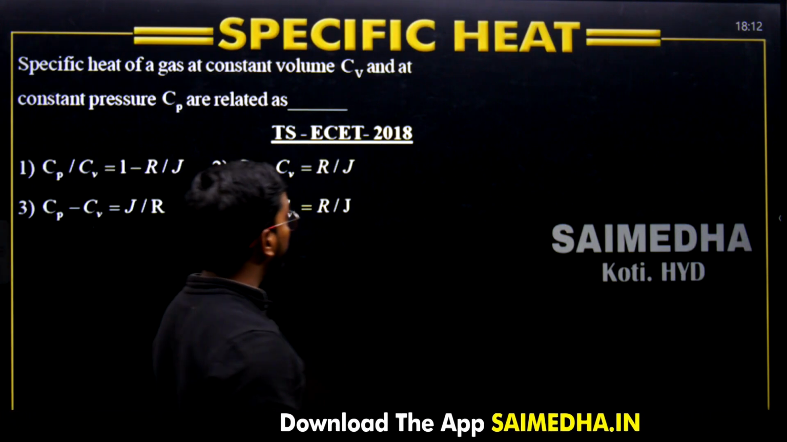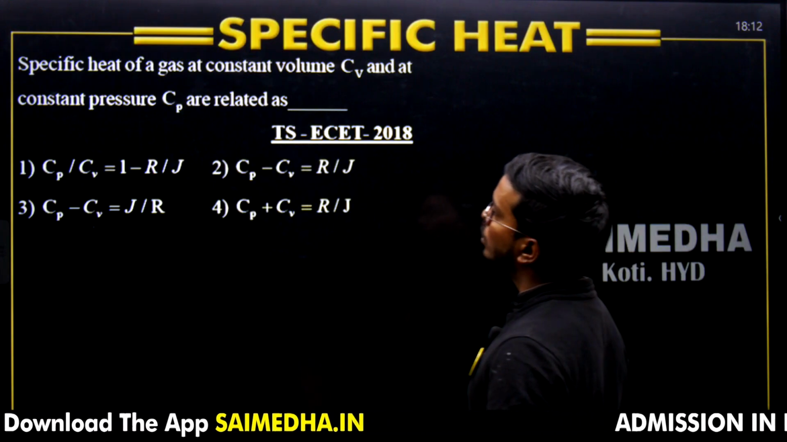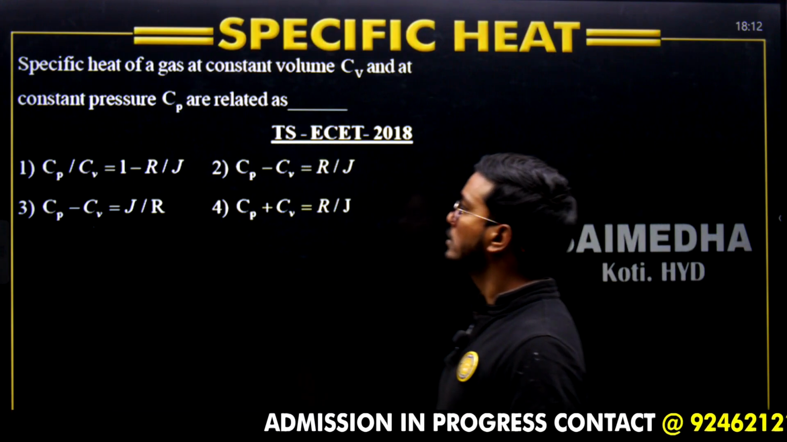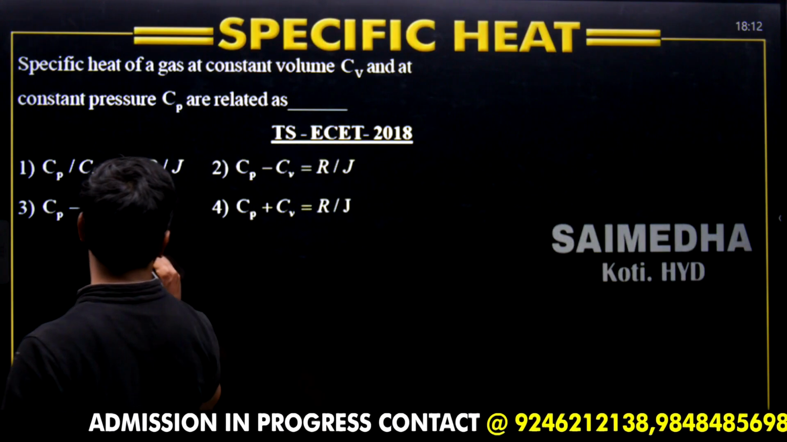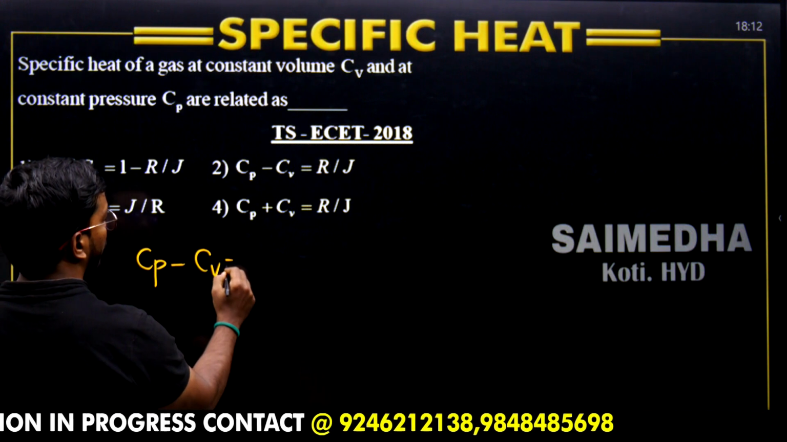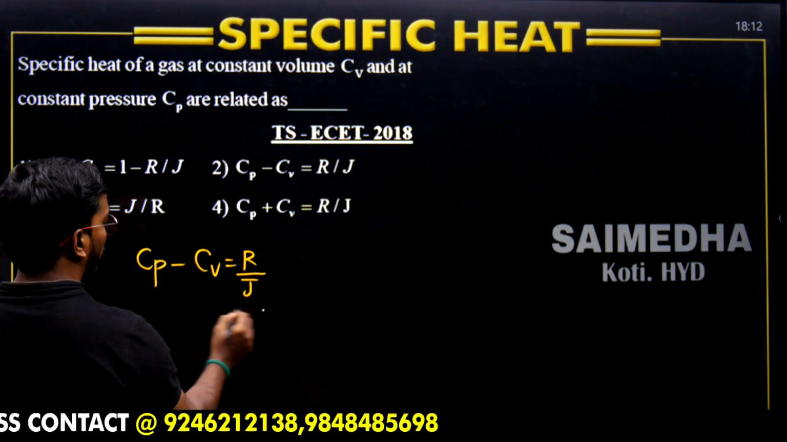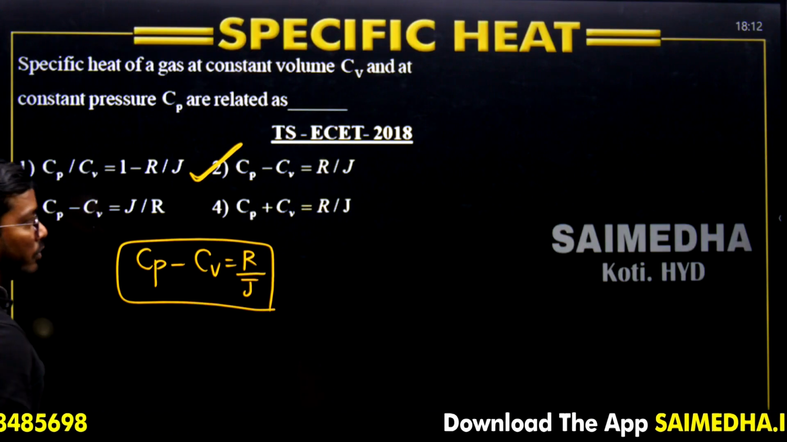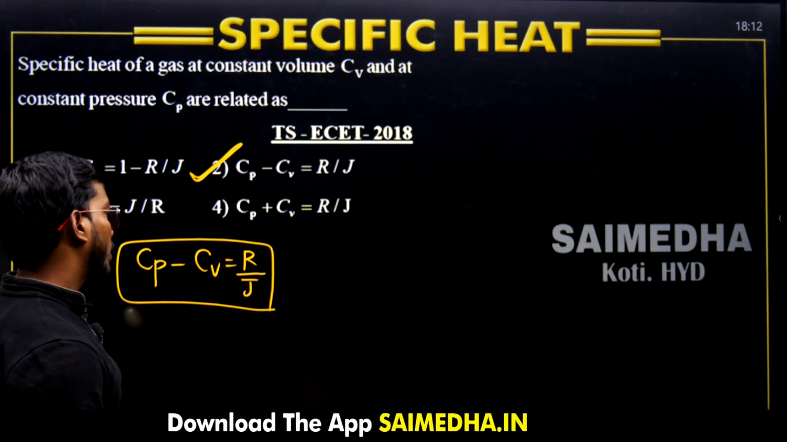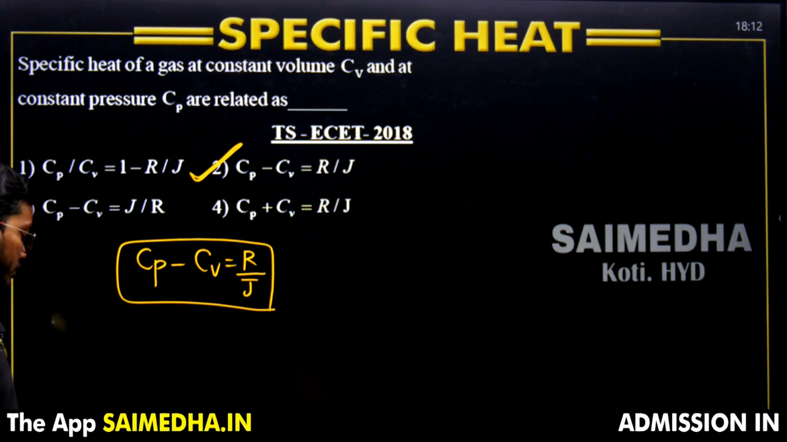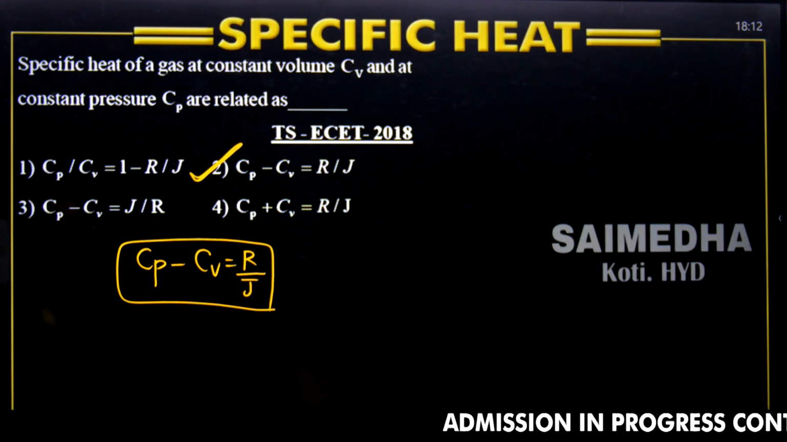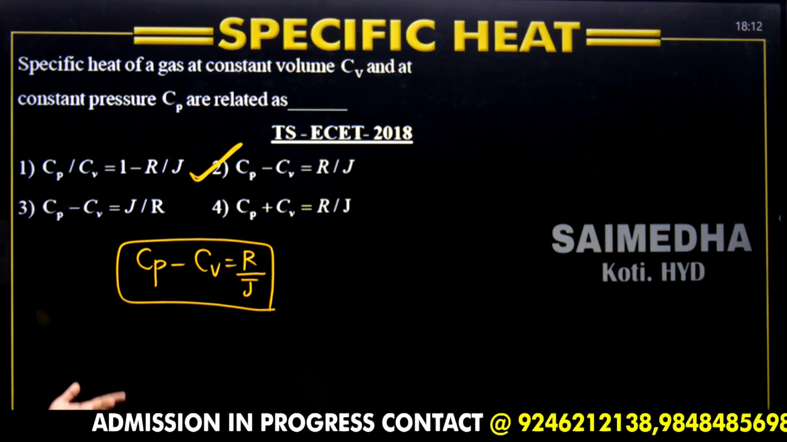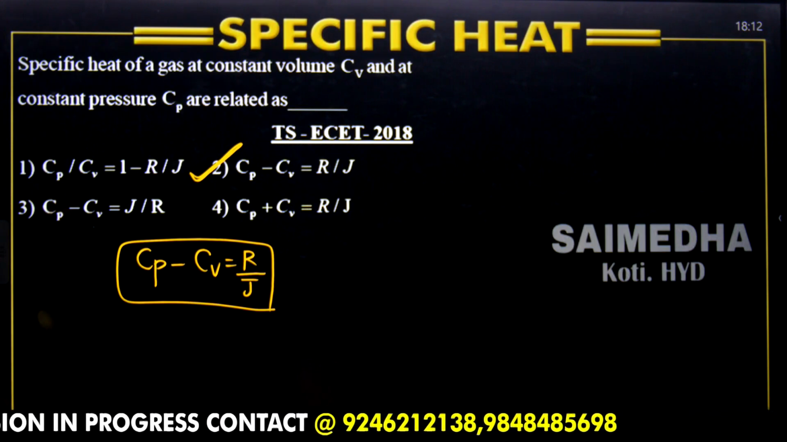Specific heat of a gas at constant volume and specific heat of a gas at constant pressure are related as Cp, Cv. We know that Cp minus Cv is equal to R. If joule is given per unit joule, R by J. So this is the correct answer. You can say that J is joule's equivalent, or we can say J in terms of molecular weight also. Multiply that here, it will become molar specific heat, and R will become the universal gas constant.